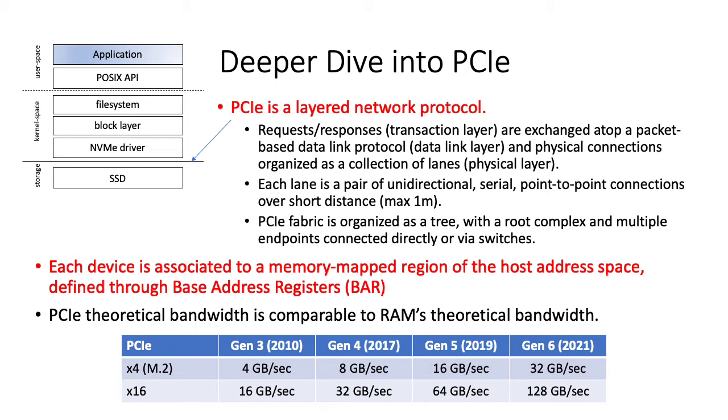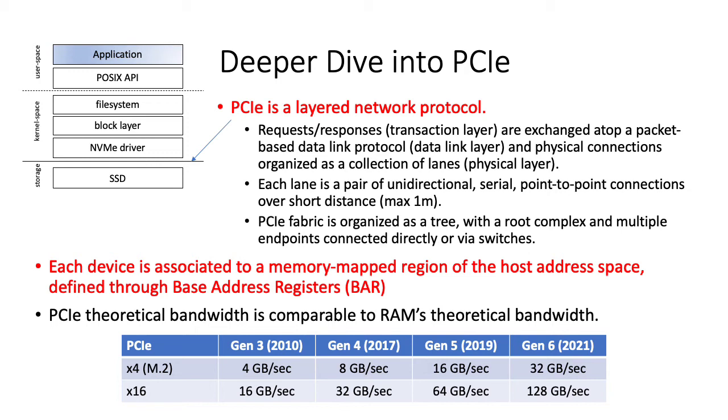PCIe is a network protocol. We have basically a transaction layer based on requests and responses on top of a data link layer, which is again on top of physical connections organized as a collection of lanes.